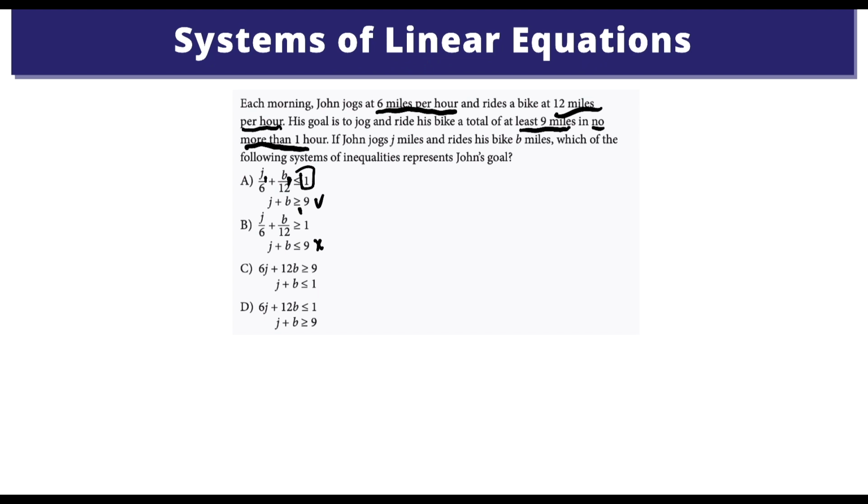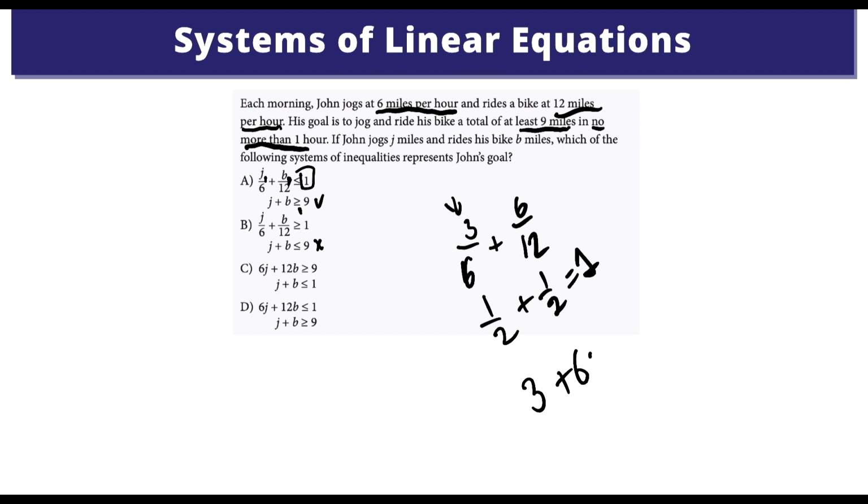So J represents the amount of miles he jogs, and B represents the amount of miles he bikes. Let's say he did 3 miles, right? 3 over 6, because he jogs 3 miles, and then he biked, let's say, 12 miles. That takes about the same amount of time. And if we simplify these two, we get 1/2 plus 1/2 equals 1. So he would be fine, right? And he jogged 3 and biked 6 and he got 9. So it would be perfect. So that's how we know A is the right answer.